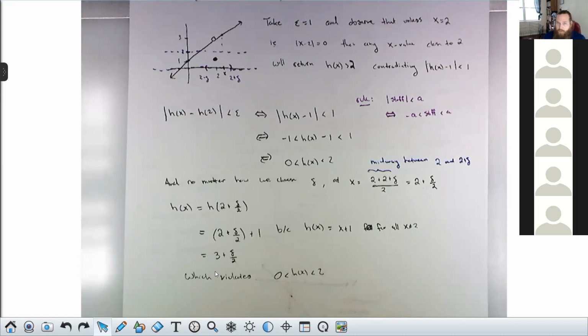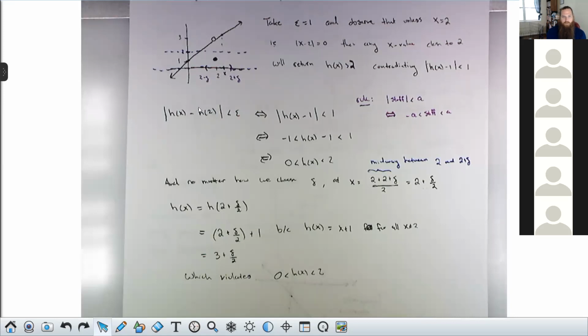Something you should think about: how does this differ from showing that h of x has a limit at x equals 2? Well, if this doesn't work, should that not work? Well, look at the graph. The limit as x approaches 2 does exist here. The catch is that it's not equal to this. And that's how you connect back to the other definition of continuity.